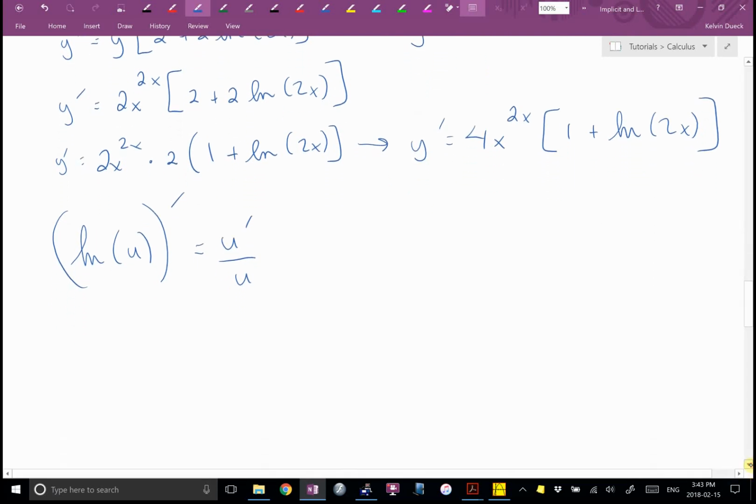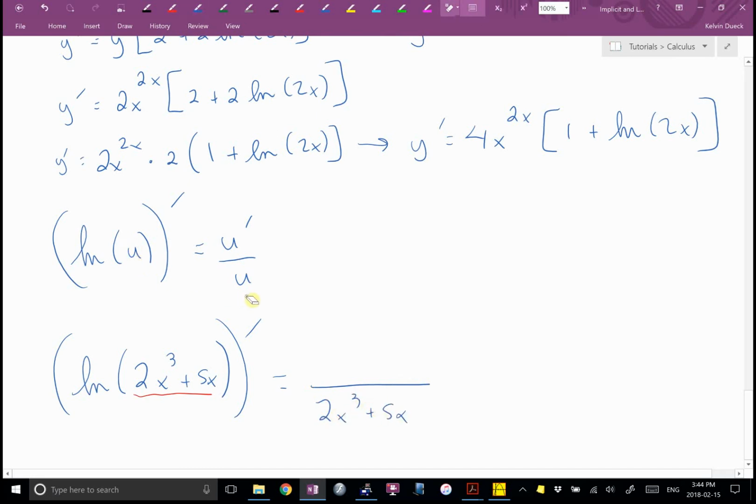If I had, for example, find the derivative of ln of 2x cubed plus 5x. And they say, all right, u is this whole thing here. That's going to end up on the bottom. See the pattern? That thing ends up there.